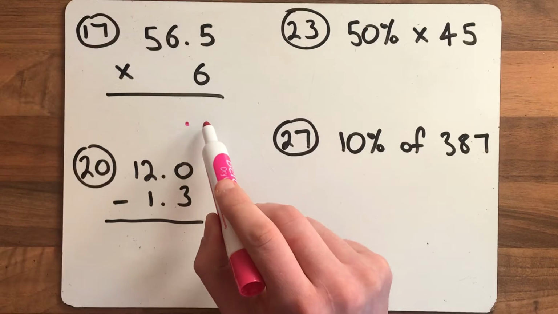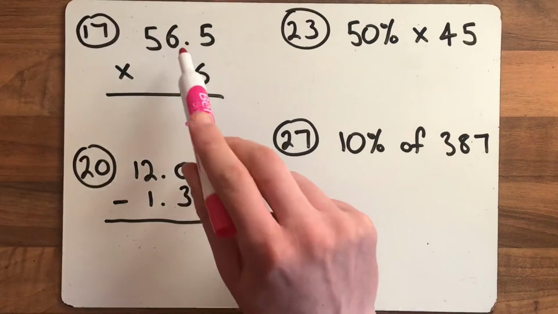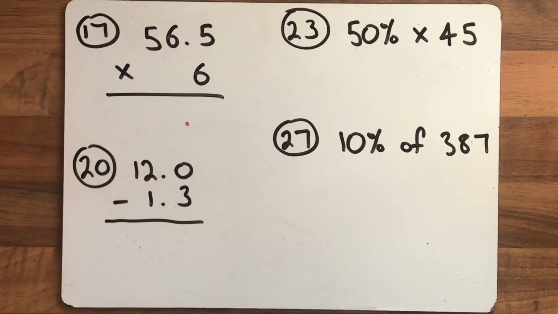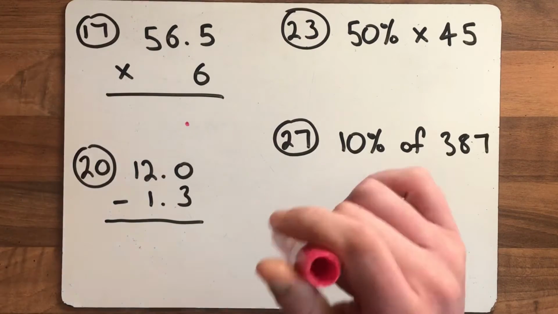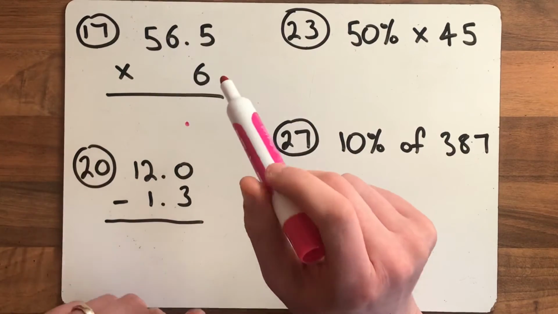Now you could have done it at the start, you could have done it as you were solving it, or you could have done it at the end. As long as that decimal point gets lined up, remember the golden rule of decimals, lining it up. As long as it gets lined up, you should always get to the same answer. And now we can just approach this like a normal multiplication.